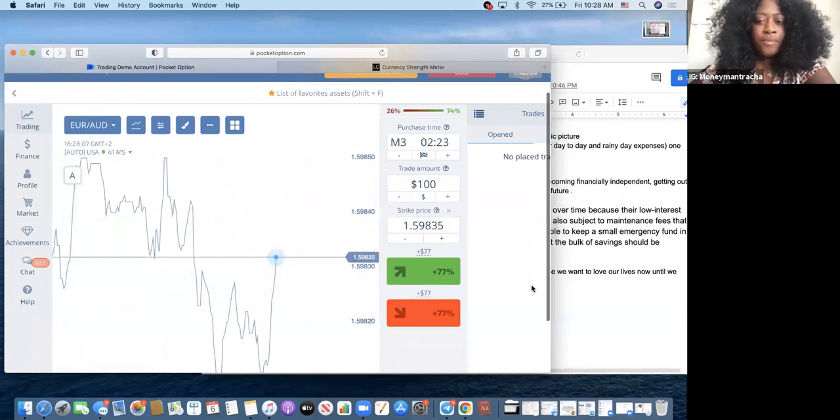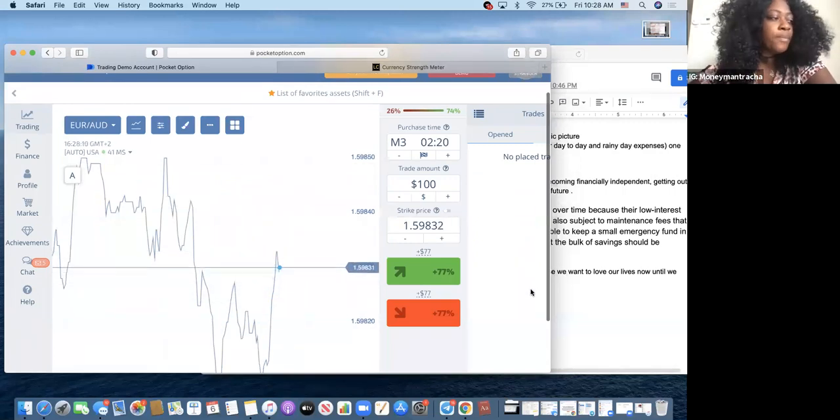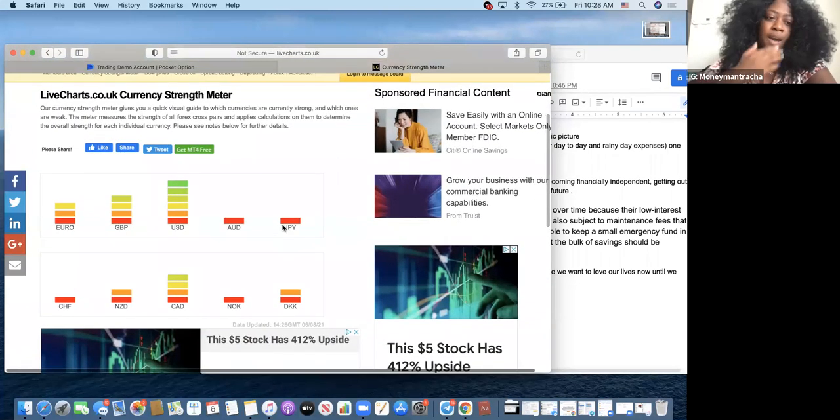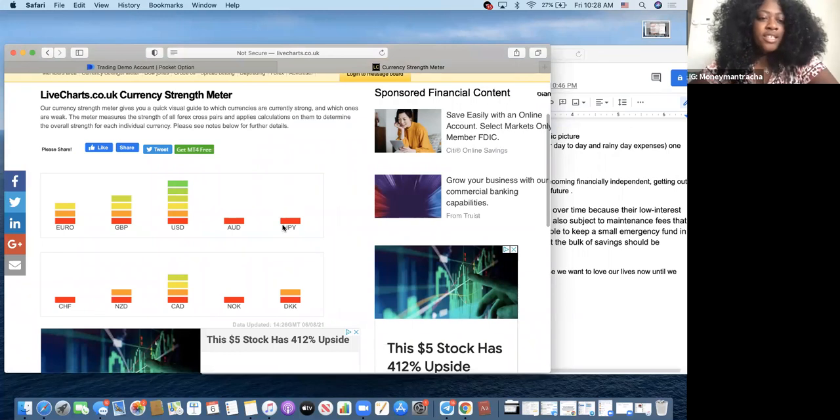So we got Euro AUD. Once you're on the correct currency pair, just drop EA in the chat. And let's see how it's doing against each other. Now, this isn't bad, right?